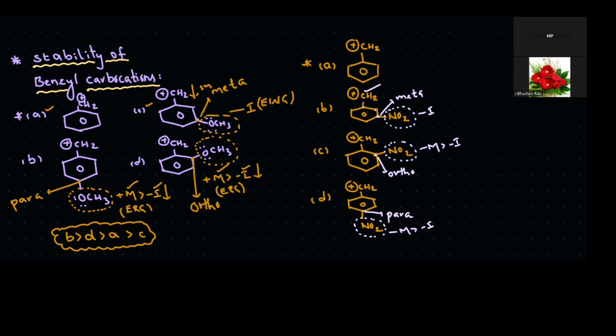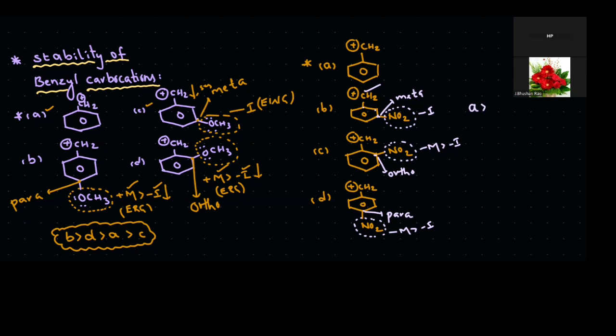So which one is more stable now? The A compound is more stable. Here, in C and D the effect is mesomeric, and B is inductive. So automatically B is more stable.